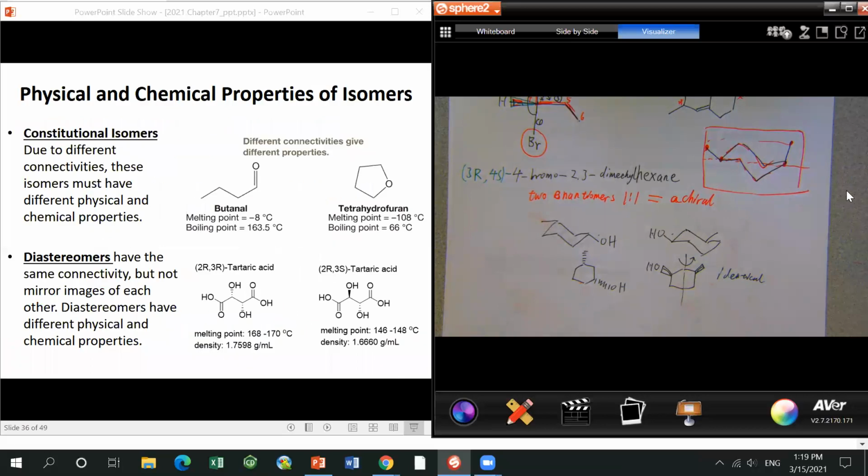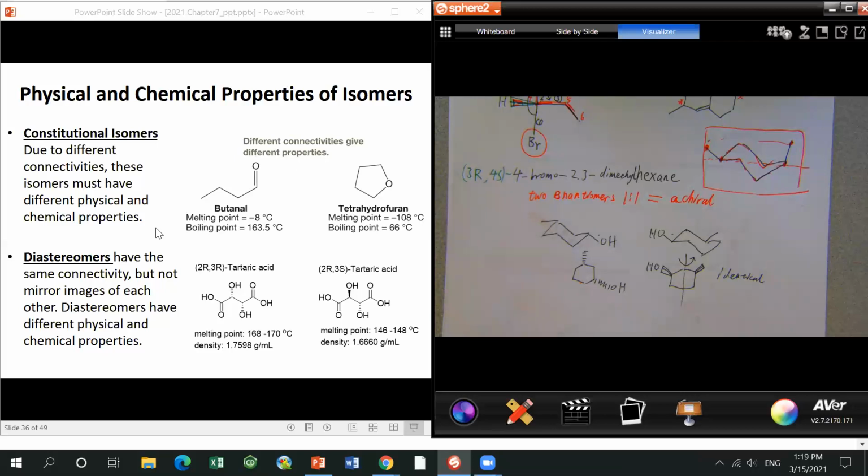Next we'll talk about the chemical and physical properties of the isomers. Constitutional isomers have pretty much different structures, like butene and this one, THF. They have the same formula but are different molecules, and they have different physical and chemical properties. That's easy to understand.